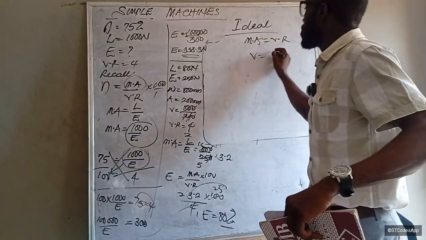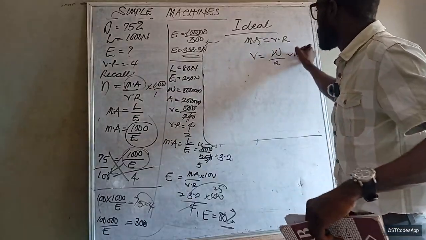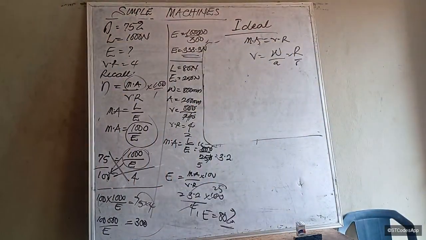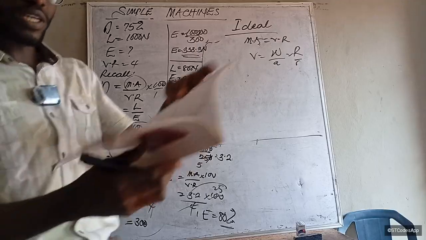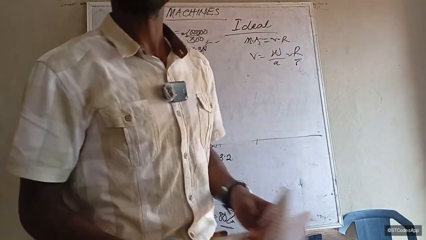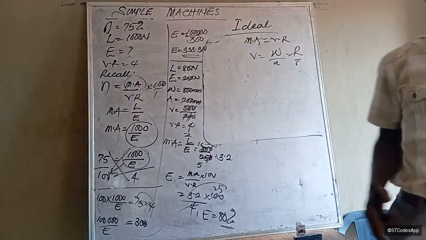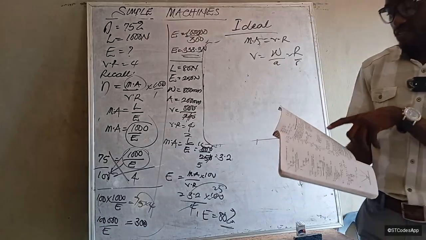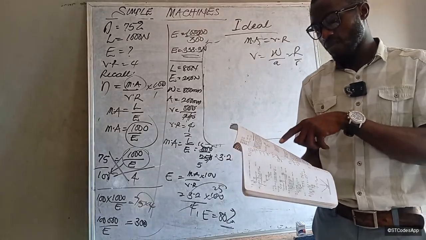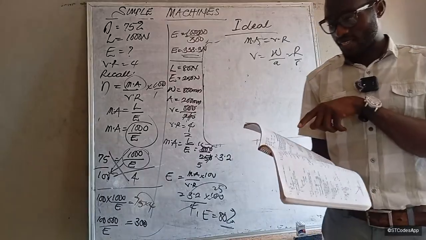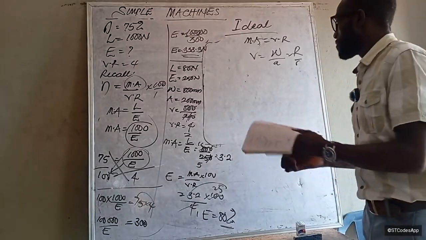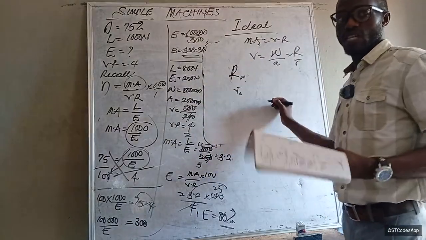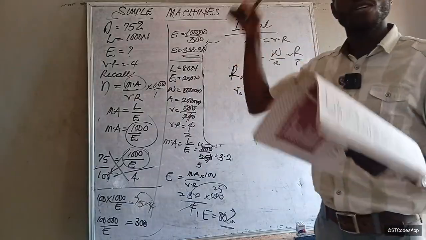So VR there, wheel over axle, that was bigger over small. Is it clear? Is it a hard question? Good. Do you understand this, sir? You don't understand? You weren't listening. It says, in an ideal wheel and axle system, big R stands for the radius of the wheel, and small r is the radius of the axle. Big R, radius of wheel. Small r, radius of axle.